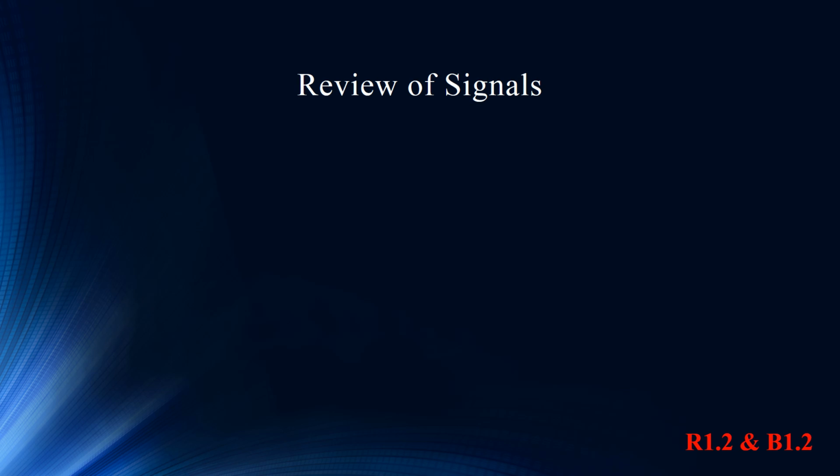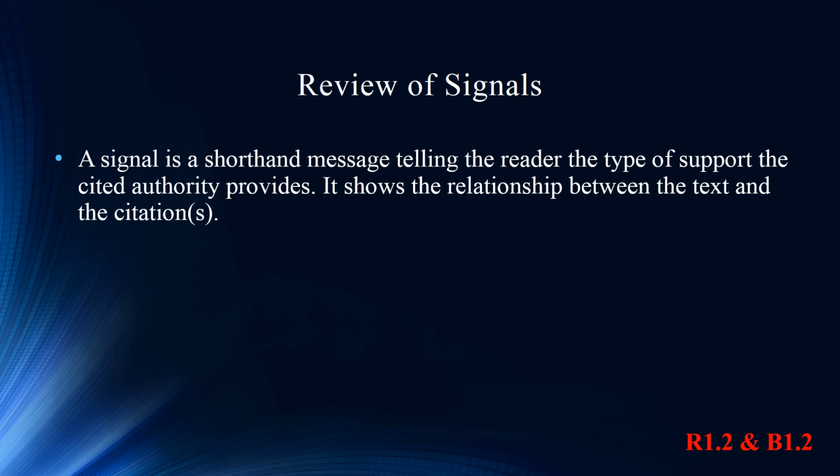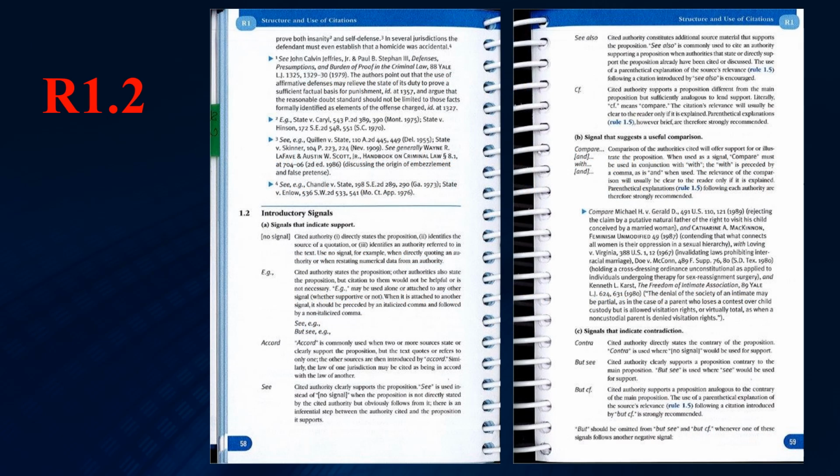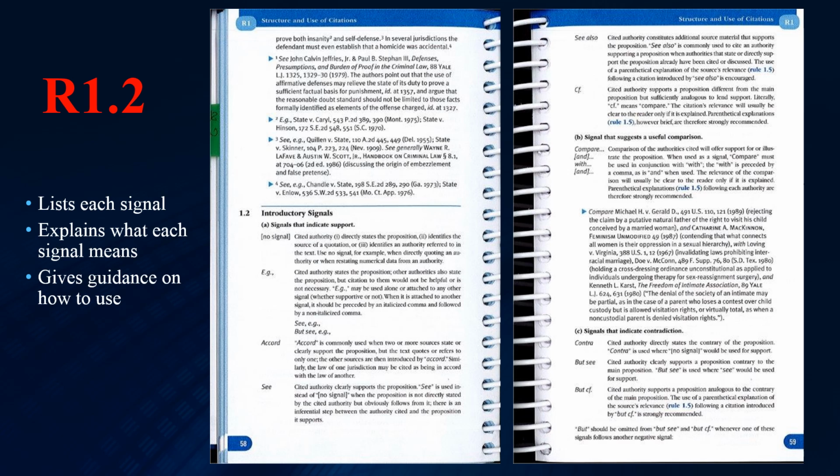For review, a signal is a shorthand message telling the reader the type of support the cited authority provides. It shows the relationship between the text and the citation. Signals must either be italicized or underlined. Signals are capitalized when used to begin a citation sentence, but lowercase when used to begin a citation clause. Blue Book Rule 1.2 lists out each signal, explains what each signal means, and gives further guidance on how to use each one. You should always check Rule 1.2 when using signals.